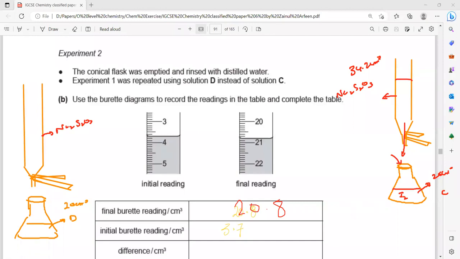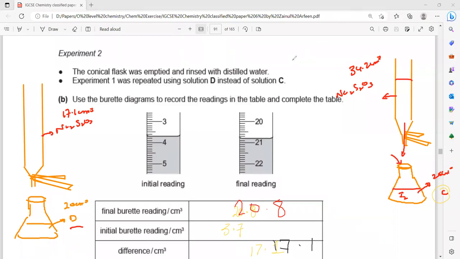Difference between the two readings? 17.1. So it shows that we used 17.1 cm³ to react completely with solution D. By comparing the two experiments, which solution is more concentrated? Is it solution C or solution D? Solution C, because it requires more volume of sodium thiosulfate. Yeah, good. So that's right. Solution C is more concentrated because it required a greater volume for a complete reaction.